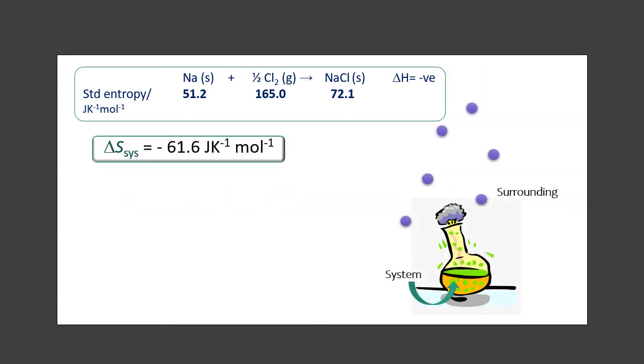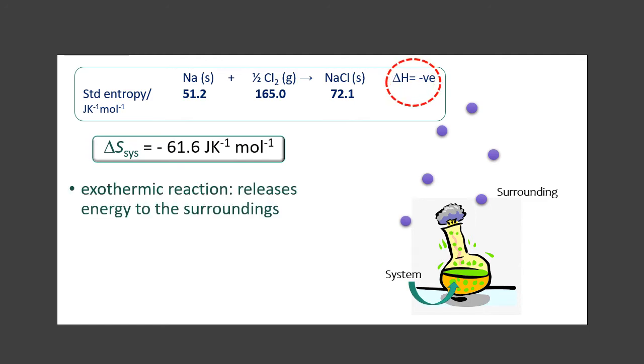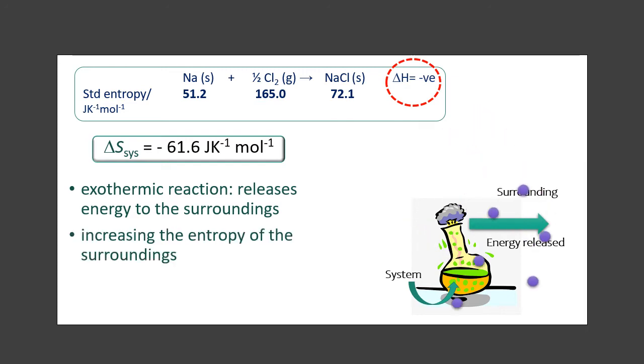Well, what do we know about this reaction? We can see that this reaction is an exothermic reaction and therefore will be releasing energy to the surroundings. So what does that mean? What will this emitted energy or released energy do to the surroundings or to the particles in the surroundings? What do you think? Yep, it should definitely increase the randomness of the particles as they gain more energy, and hence the entropy of the surroundings increases.